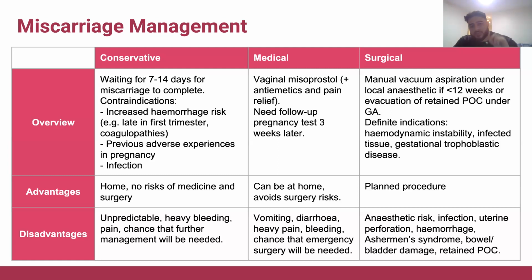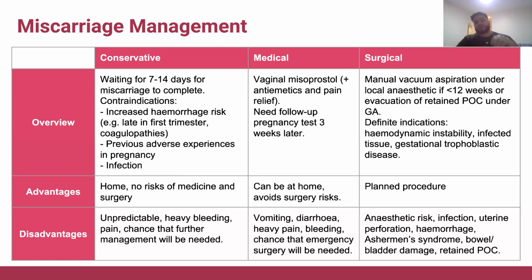And in terms of the medical and surgical, this is when you're beginning to wonder about, okay, you're a bit worried about infection risk and you're a bit worried about bleeding risk. The medical management, you'll use vaginal misoprostol, and you may give antiemetics as well if the patient feels sort of queasy or sick. But obviously, you'll give accompanying pain relief. And whenever you do medical management, you need to follow up in general with a pregnancy test 3 weeks later, just to ensure the pregnancy has been terminated.